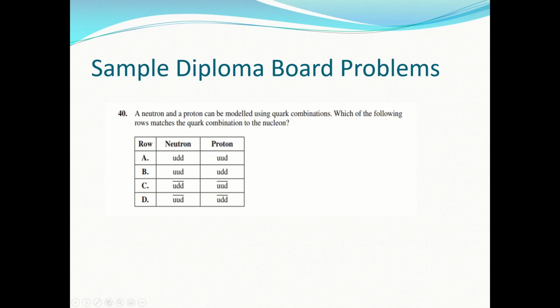A neutron and a proton can be modeled using quark combinations. Which of the following rows matches the quark combination to the nucleon? So neutron is 0. It doesn't contain that anti-stuff. Proton is +1. So you have to look up your combination that's going to be 0. So down, down, up is going to give us 0, which makes A the correct answer.